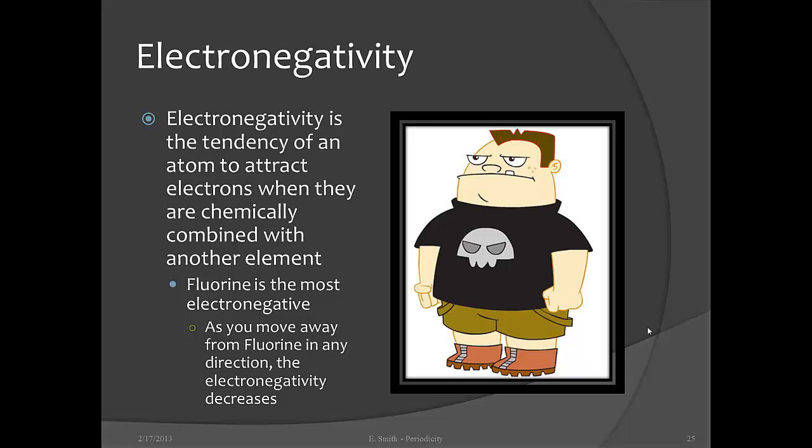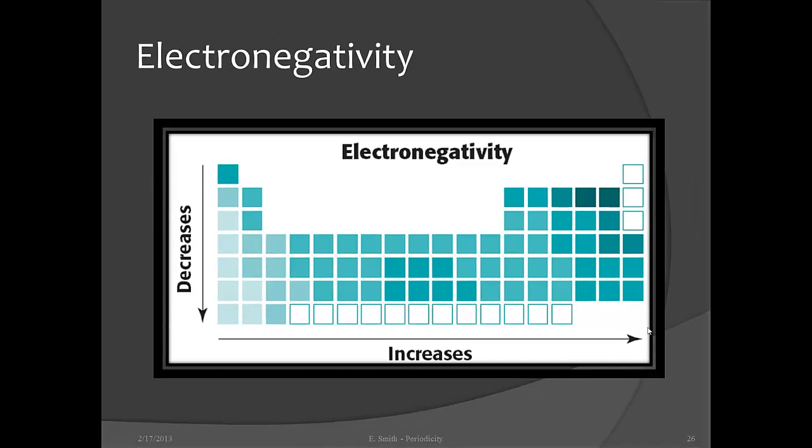Fluorine is one of the most electronegative, has the highest ability to attract electrons when it's combined with another element. Basically everything pales in comparison to fluorine. As you move away from fluorine in any direction, the electronegativity decreases. And here is a picture of it. You can see the very dark colored region for electronegativity where fluorine is located.